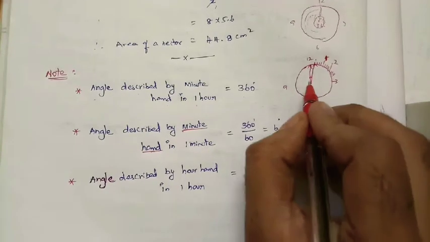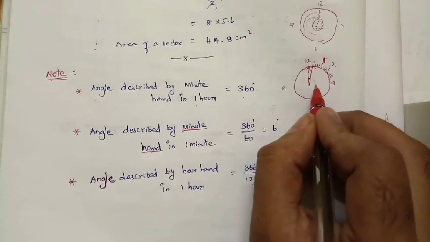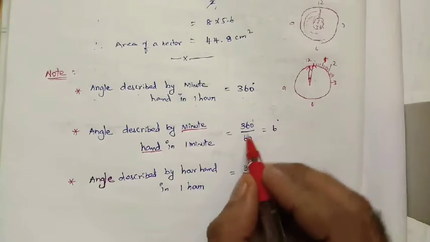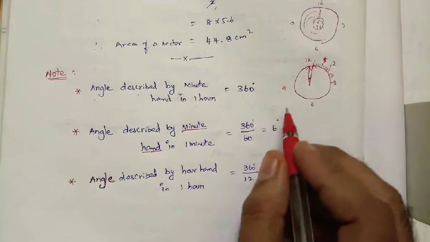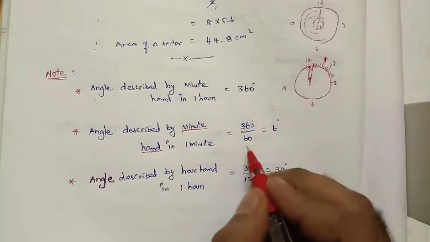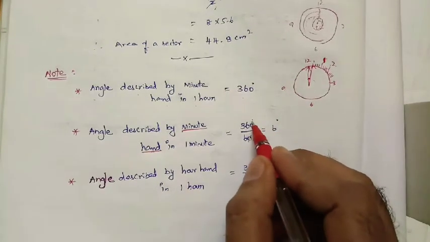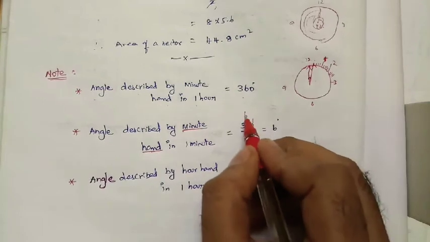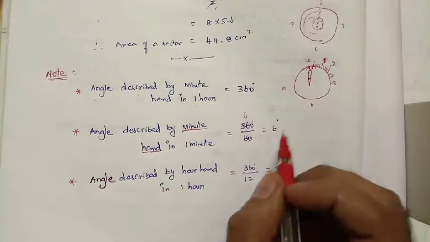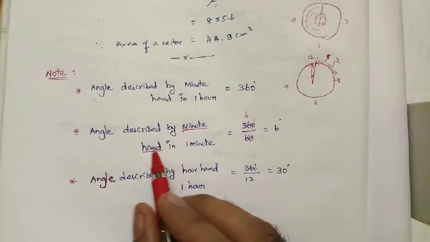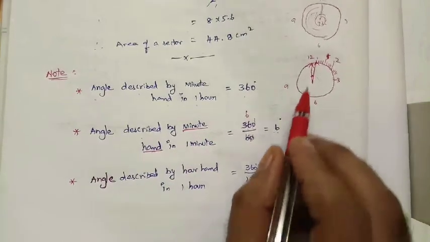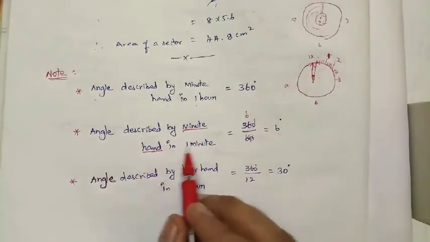The complete angle of a circle is 360 degree, and the total minutes in 1 hour is 60 minutes. While dividing, the 0 cancels, and we get 6. For 1 minute, the minute hand describes 6 degree.